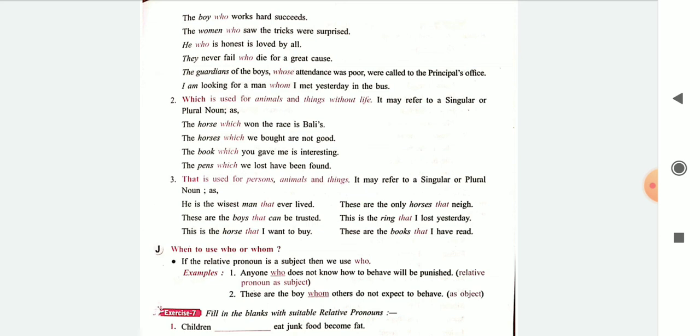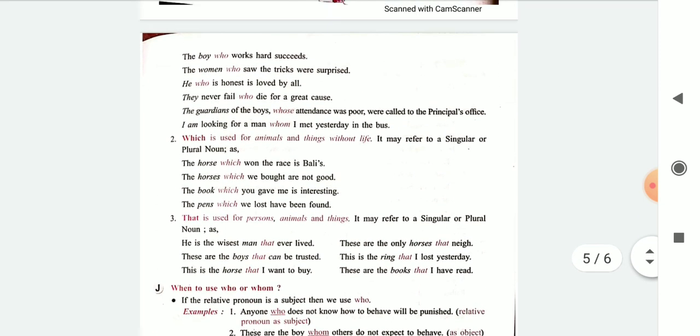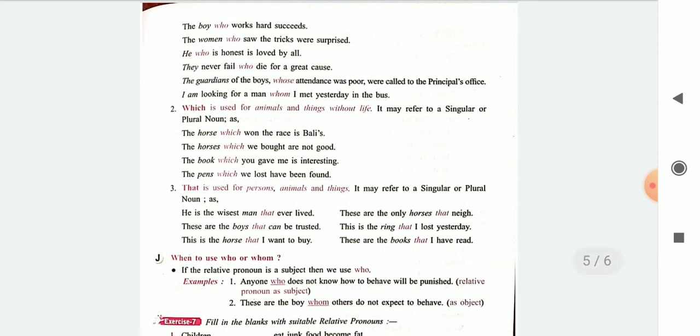They are relative pronouns. Let us go to the examples right here so that it becomes easy for you to understand and you don't confuse yourself. We go from the first line, the boy. Which boy? The boy who works hard. The boy, which boy? Who works hard succeeds. So your who is a relative pronoun. The women, which women? Who saw the tricks were surprised. He who is honest is loved by all. So I hope you have understood this part.